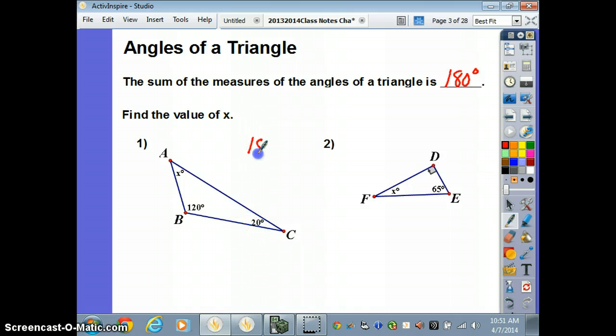We'll take 180. Let's see, we'll find the sum of these, 120 and 20. Isn't that 140? And we'll subtract 140 from 180, and we'll find the missing angle is 40 degrees. So x equals 40.